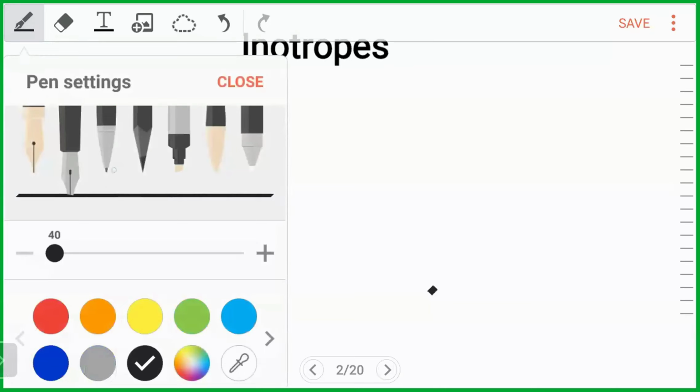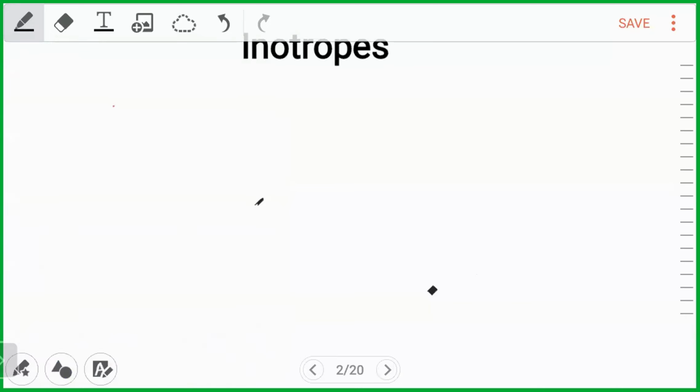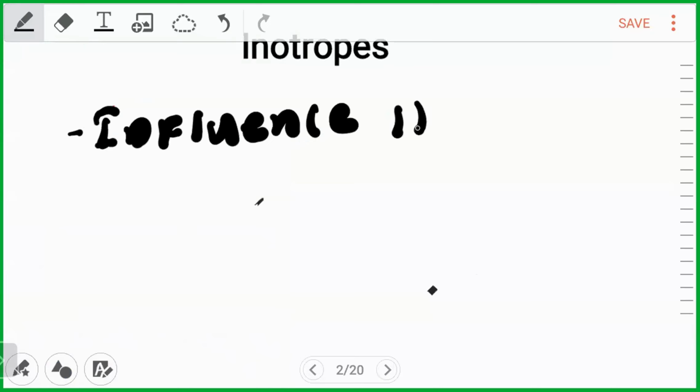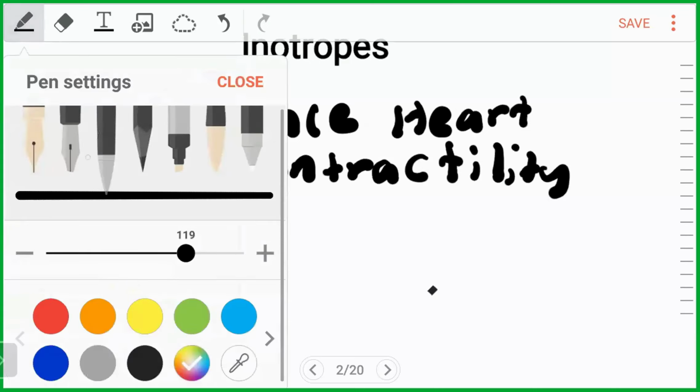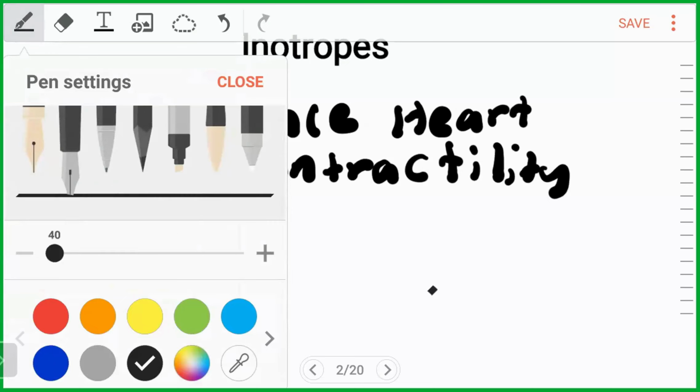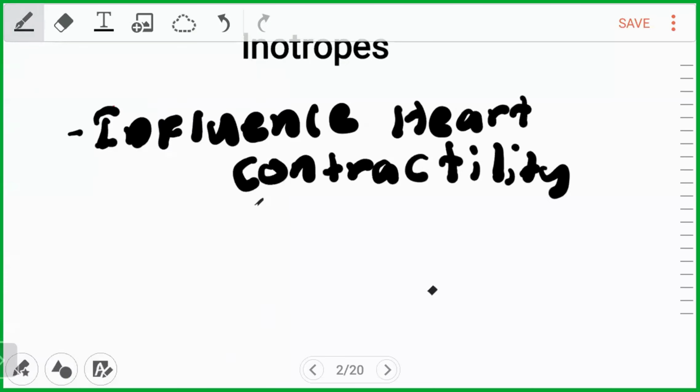So what is meant by heart contractility? Heart contractility is the force of heart contraction. The force of heart contraction.